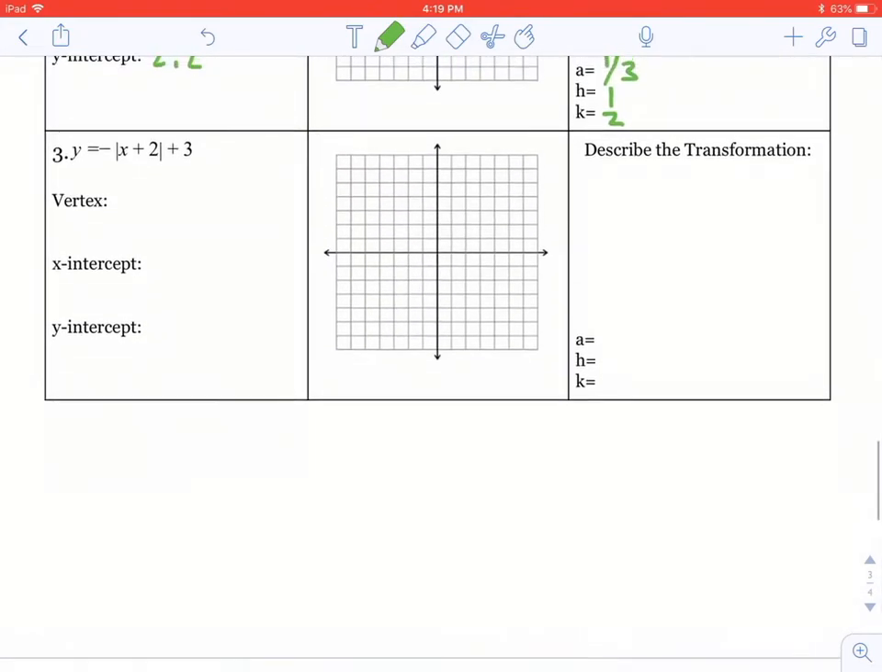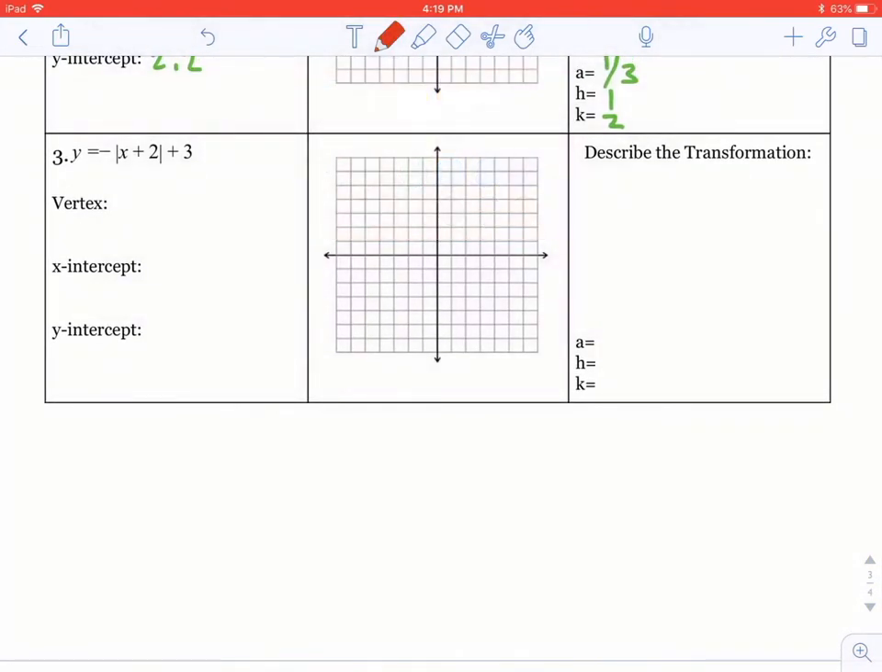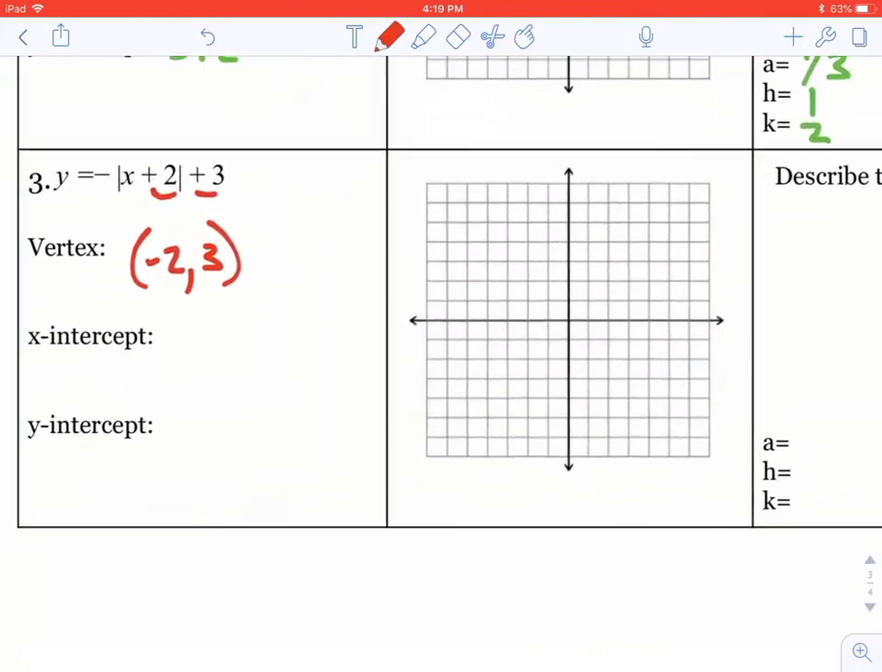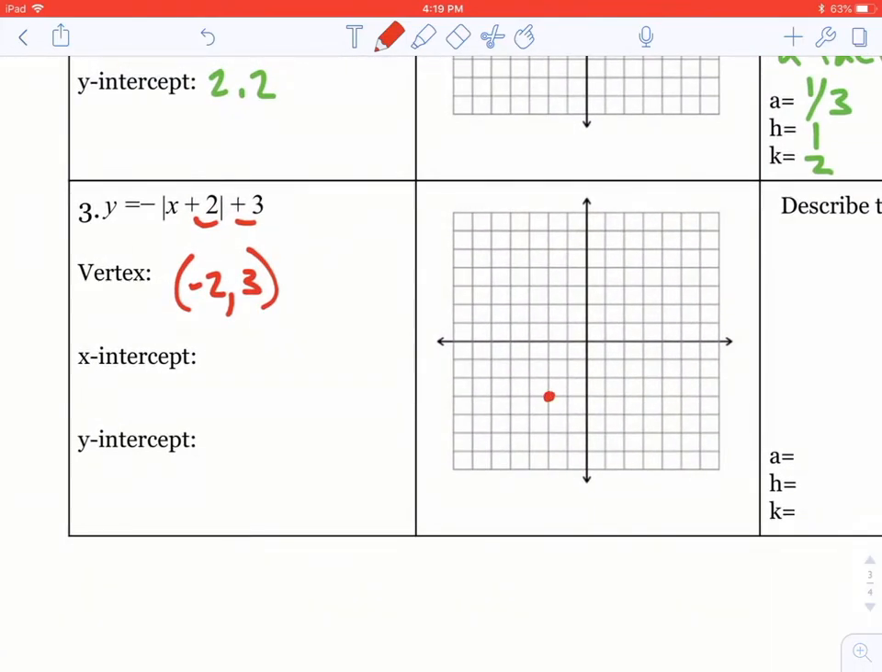Let's take a look at number 3. So number 3 says negative absolute value of x plus 2 plus 3. So our vertex, we're going to pick out negative 2, 3. Let's go ahead and graph negative 2, 3 to help us get this on our graph. And then a negative in the front means we're going to go down. And it's like a negative 1 right there. So go down 1, right 1. And then down 1, left 1. Because it's a V shape again, the spacing down.